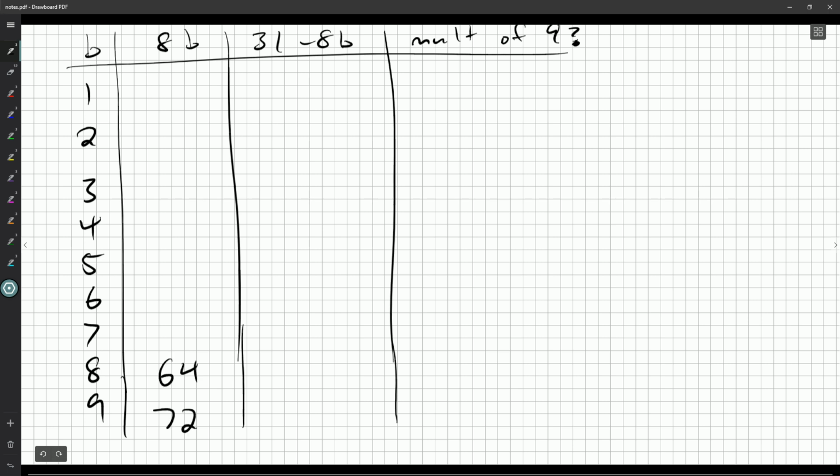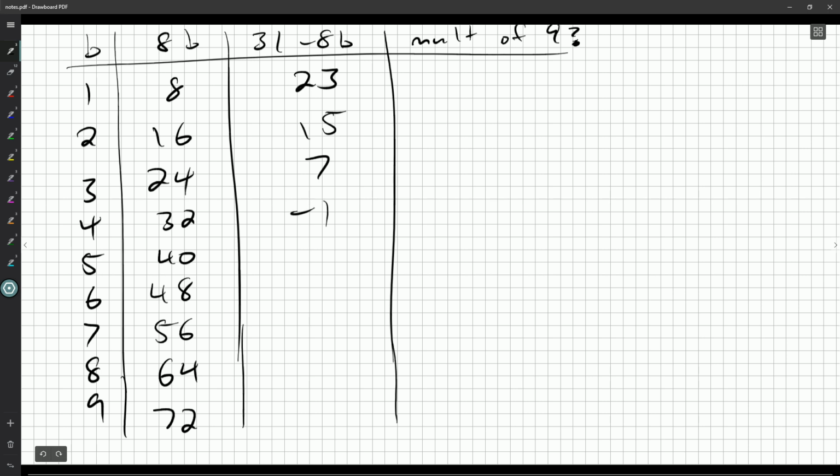So 8B is 8, 16, 24, 32, 40, 48, 56, 64, 72. And 31 minus 8B was 23 for B equals 1. Just keep subtracting 8 over here, so we'll get 15 and 7 and minus 1. These negative numbers are allowed. It's A, B, and C that have to be positive. Minus 9, minus 17, minus 25, minus 33, minus 41.